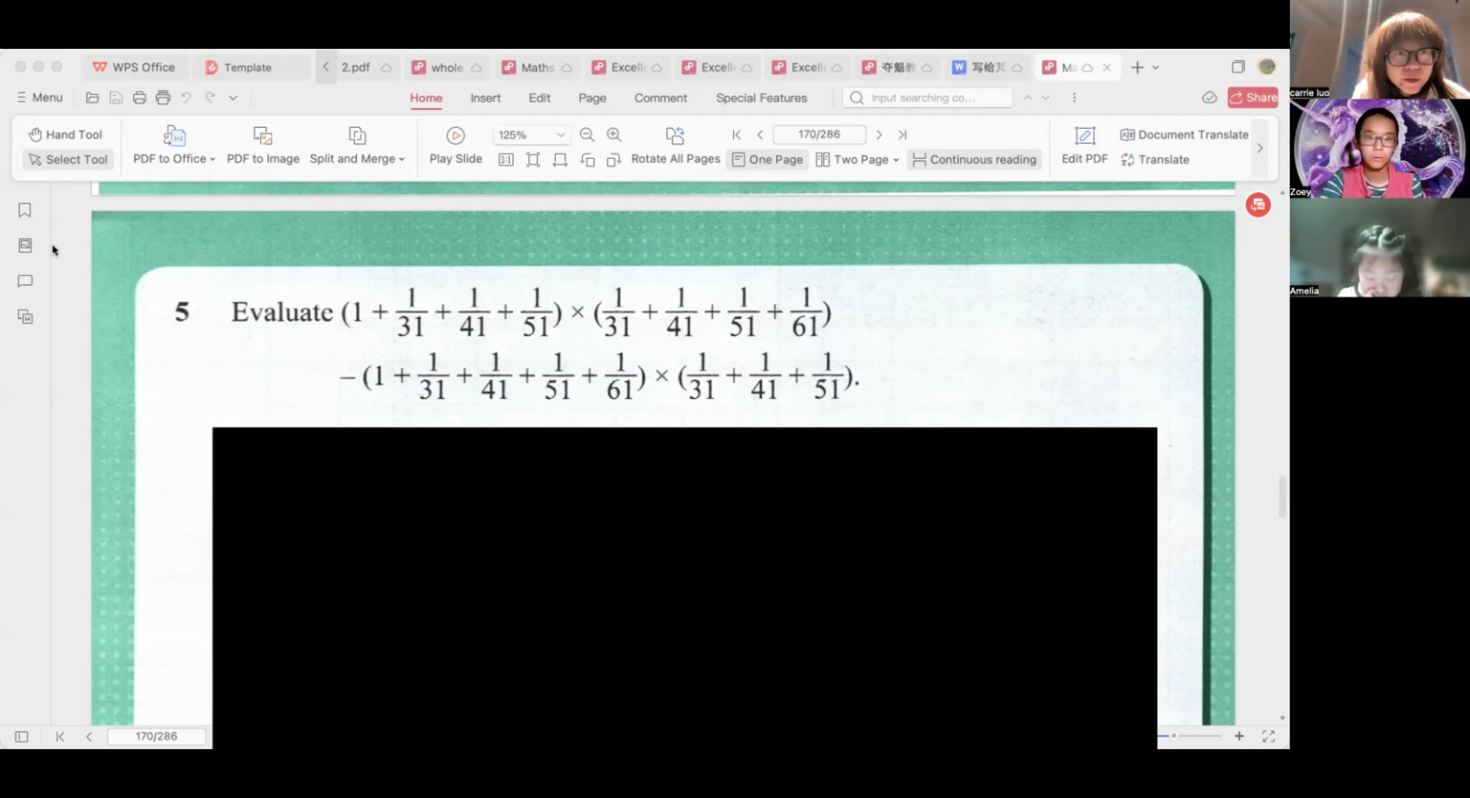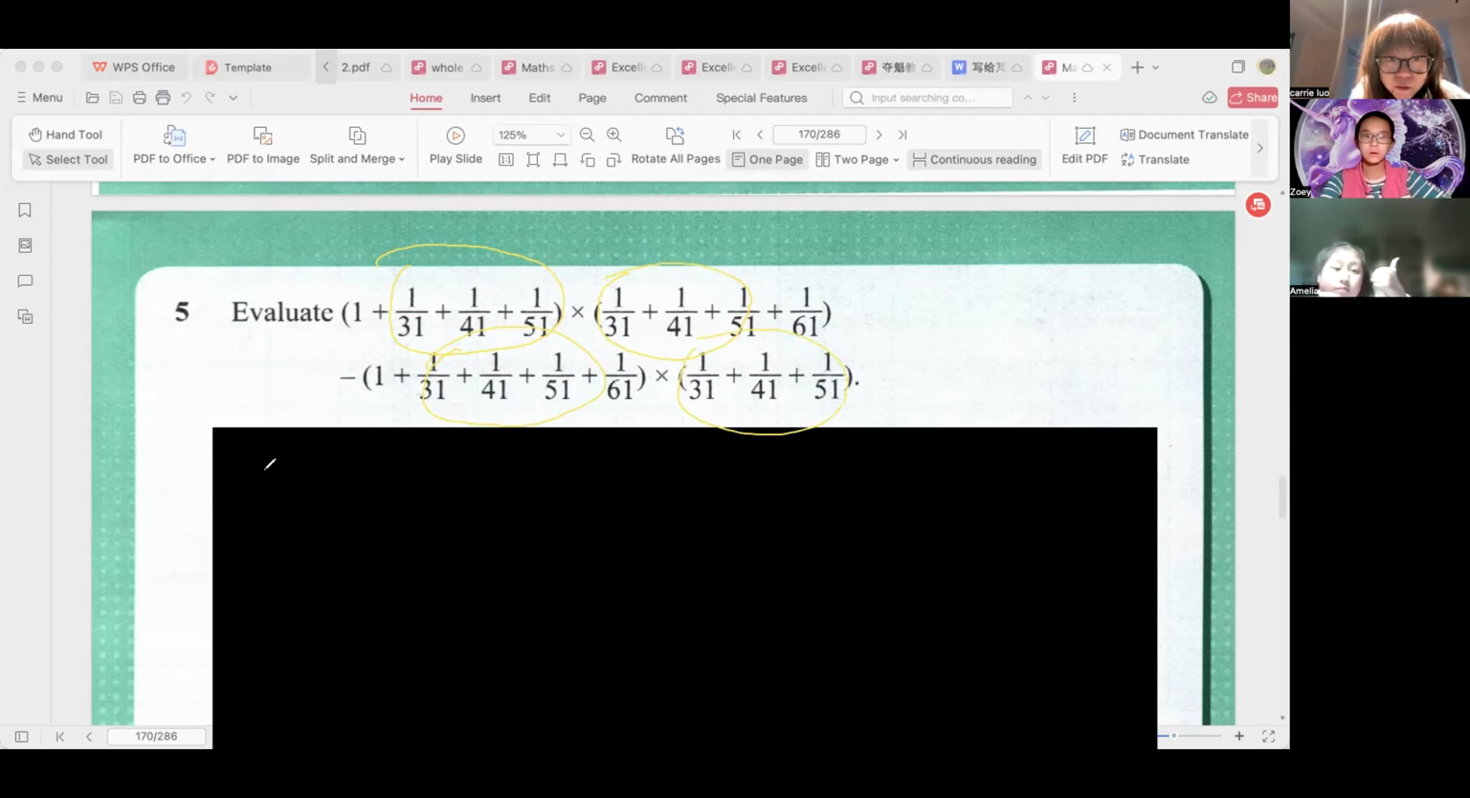Okay, so I'm going to help you, okay? So Zoe and Amelia, did you find out something in common? Did you find out something in common right now? I see this part is the same, right? This part is the same, this part is the same, and this part is the same, correct?